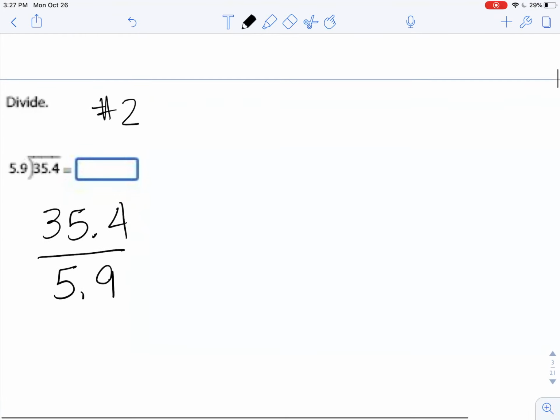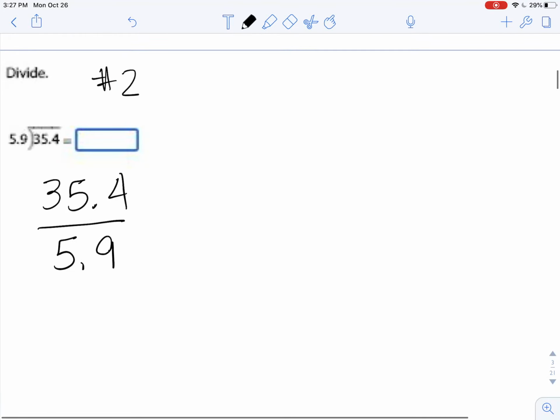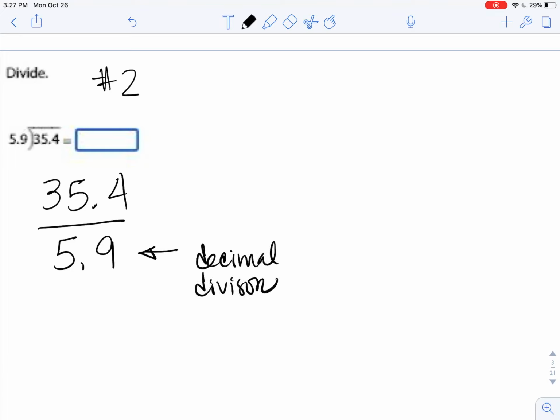Next question is 5.9 into 35.4. So, what do I see? I see a decimal in my divisor. That means that I need to do something to this, like multiply both top and bottom by 10, bringing the decimal over 1 place, so I have 59. Whatever I do on the denominator, I do in the numerator. 354 divided by 59.